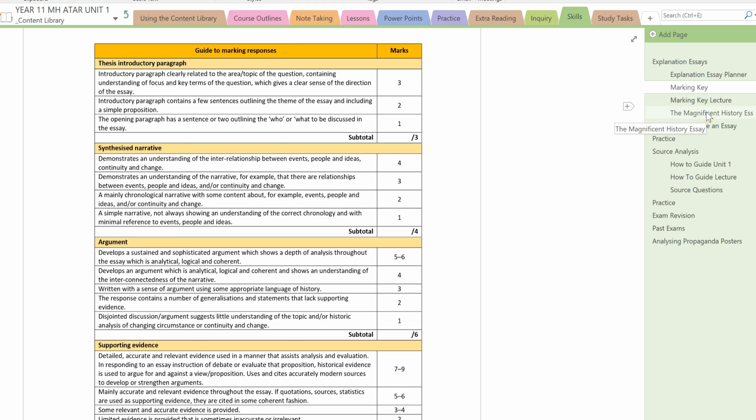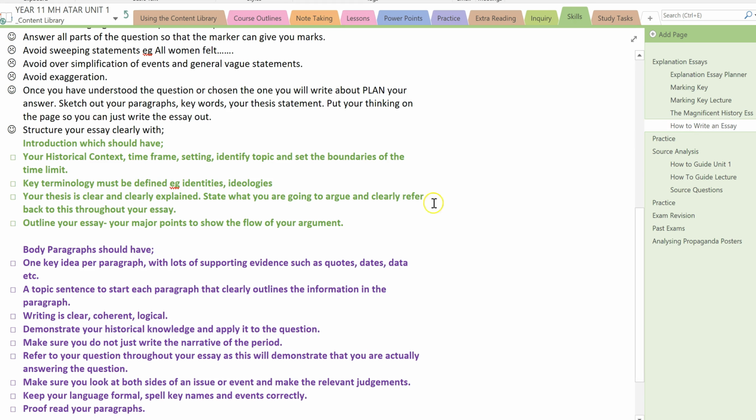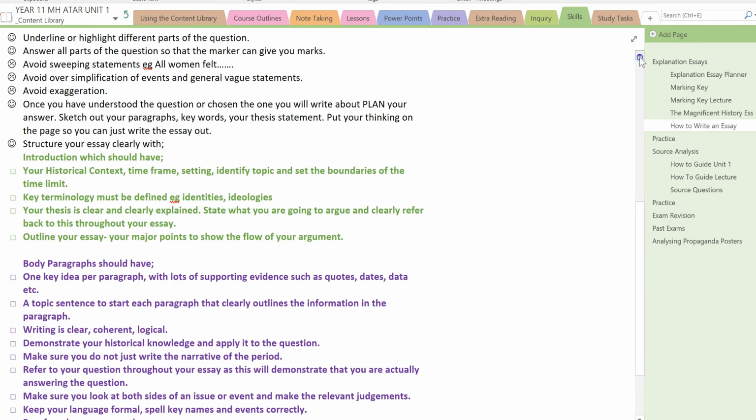Okay, so I've got 2 things down the side here that might help you construct one. I'm going to go to this one here that we get from our history WACE guide. I'll just pop it at the top. So here's some tips.